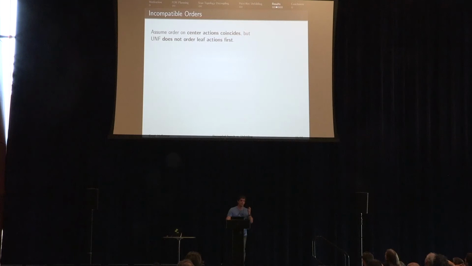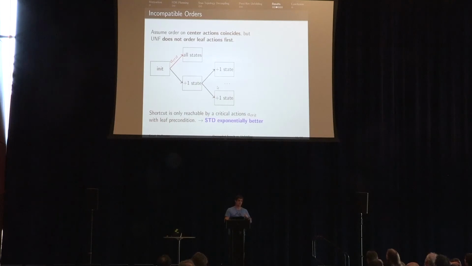As I said, for incompatible search orders, say this is the bad case for unfolding. Decoupled search has to explore all leaf actions here before applying the first center action, and this might enable our critical action that leads to this state, so we save exploring all this down here, just because, say, we decided for unfolding to not expand all leaf actions. Then if this critical action has a leaf precondition that we need to reach this, the unfolding just doesn't see that, goes down here and expands everything.